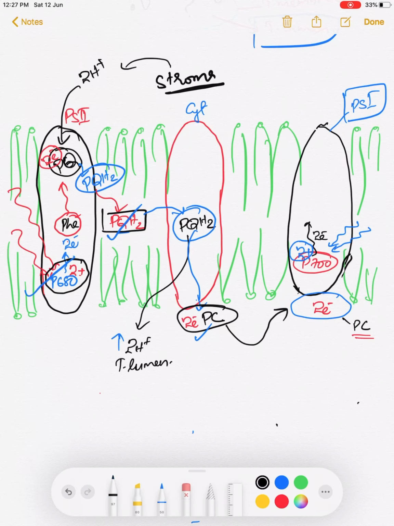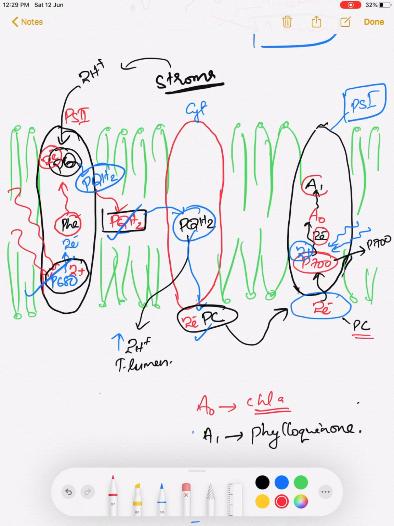Now there is a need for 2 electrons. Then this P700 plus accepts 2 electrons from the plastocyanin. After receiving these 2 electrons, P700 plus becomes P700 again. Now we have to go with the fate of the electrons that were emitted. Remember, these 2 electrons are primarily accepted by another electron carrier called A0. Remember, A0 is another chlorophyll a. From A0, electrons will be transferred to another electron carrier, A1. A1 is also called phylloquinone.